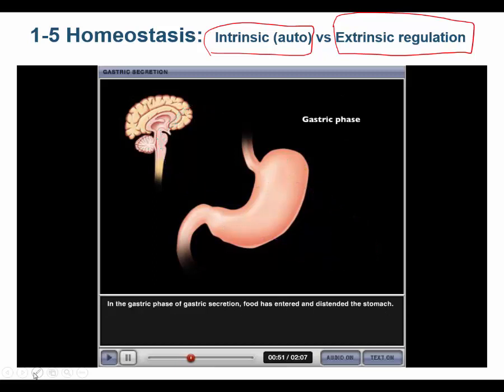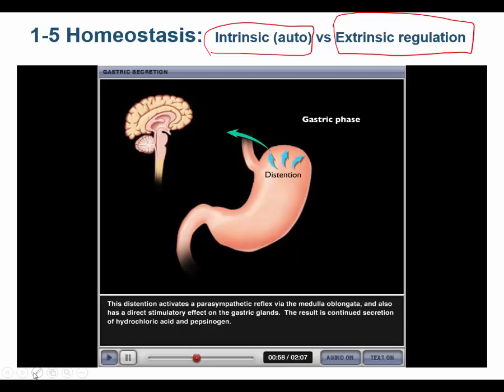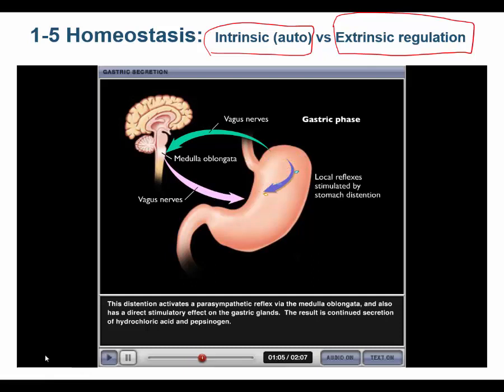In the gastric phase of gastric secretion, food has entered and distended the stomach. This distension activates a parasympathetic reflex via the medulla oblongata and also has a direct stimulatory effect on the gastric glands. Okay, right there. This stretching has local reflexes. You don't have to go through the brain or spinal cord. This is an autoregulatory mechanism, whereas the vagus nerves loop here is an extrinsic regulation.